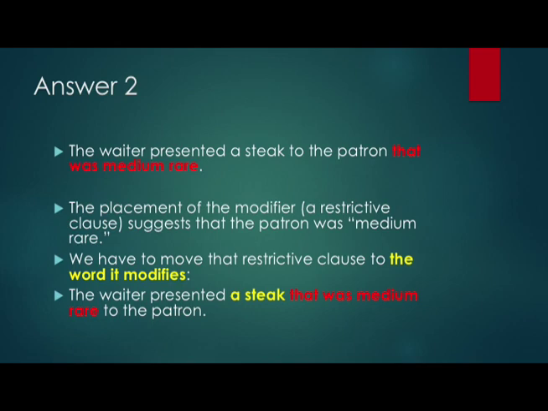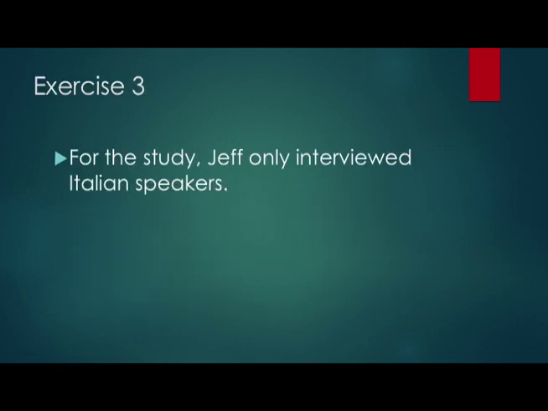Now, aside from the fact that the patron should be referred to with who rather than that, what the sentence sort of suggests right now is that the patron was medium rare. Not the case. So we have to move that restrictive clause to the word that it actually modifies. So the correct sentence, therefore, would be, the waiter presented a steak that was medium rare to the patron.